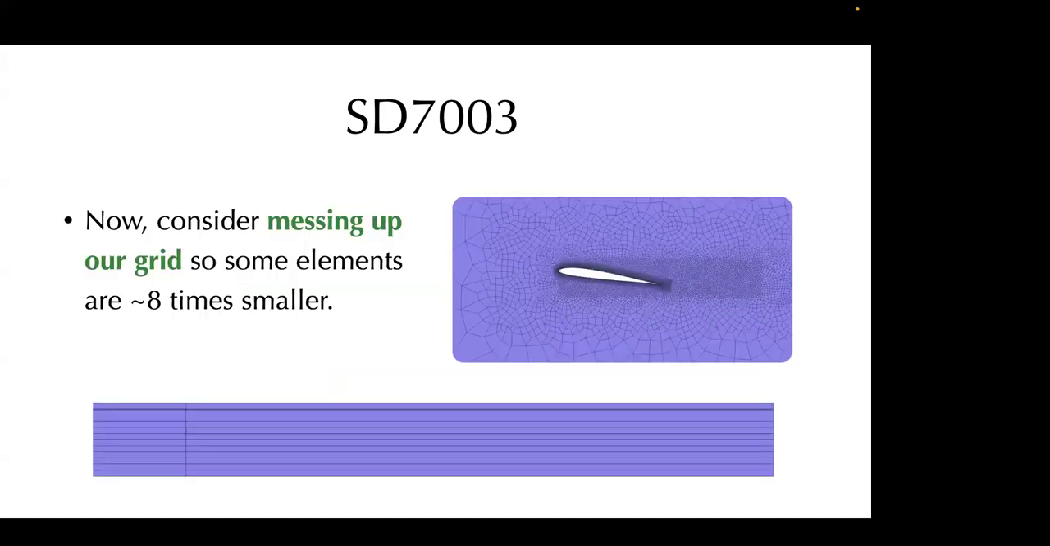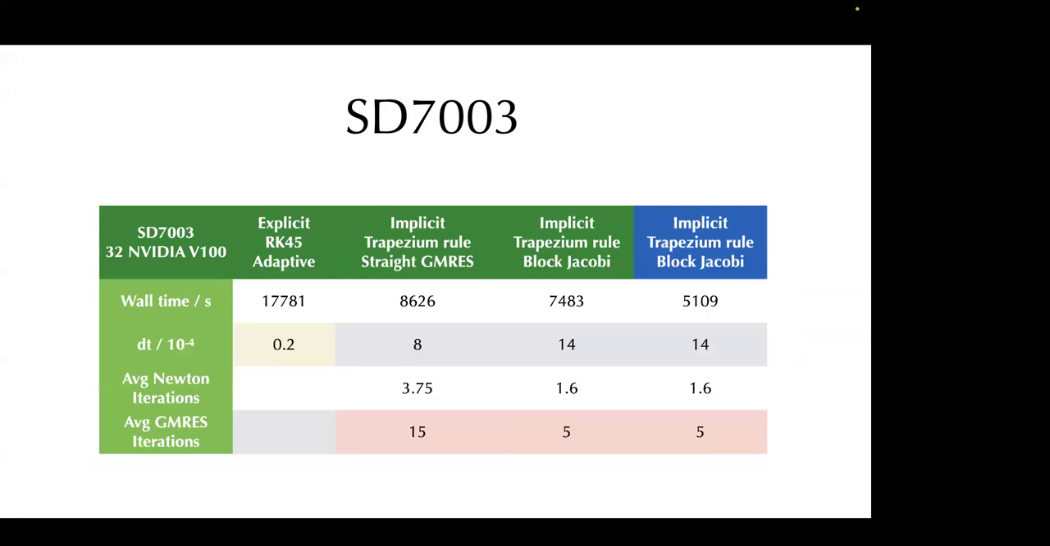But let's make things more interesting and consider messing up the grid. By this, I mean we are going to deliberately shrink one layer of elements in my grid. So these elements are about 8 times smaller than they were before. The idea being that we want to replicate a real-world low-quality grid. So we are going to deliberately make some of our elements obnoxiously small and then see what happens to performance.